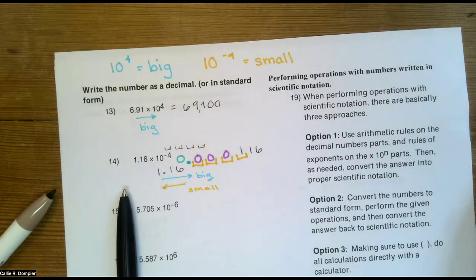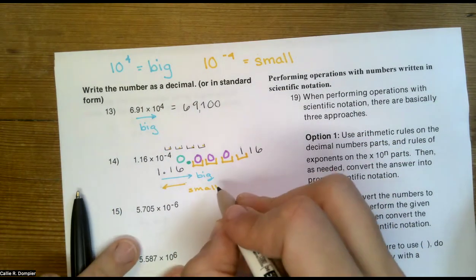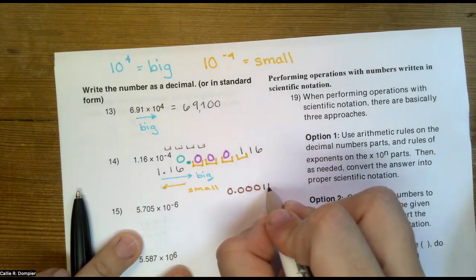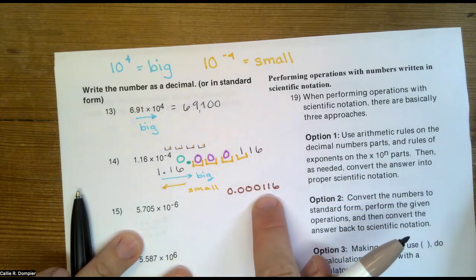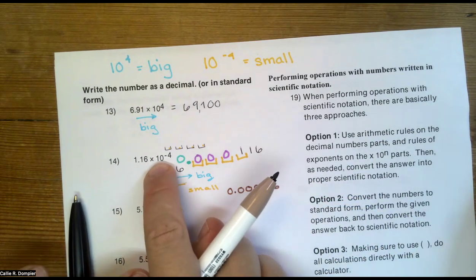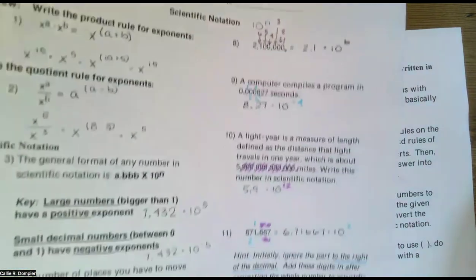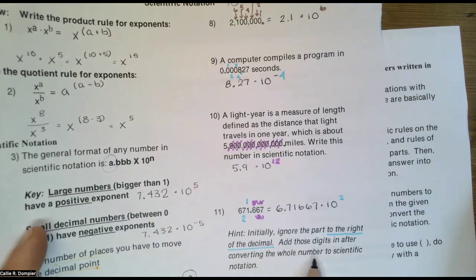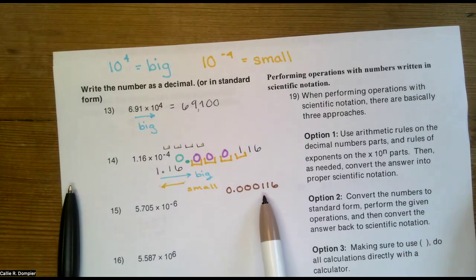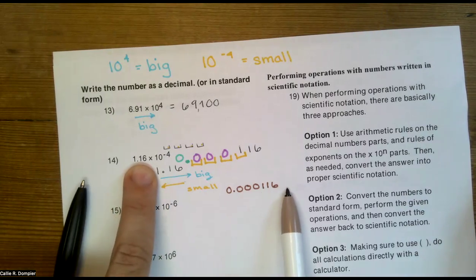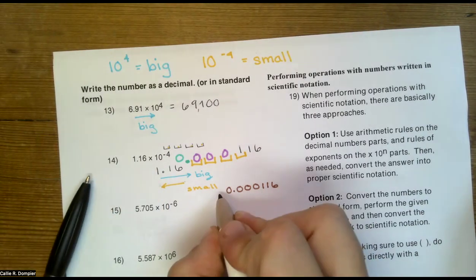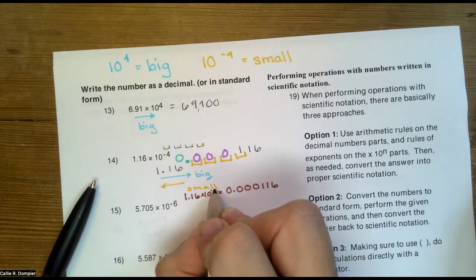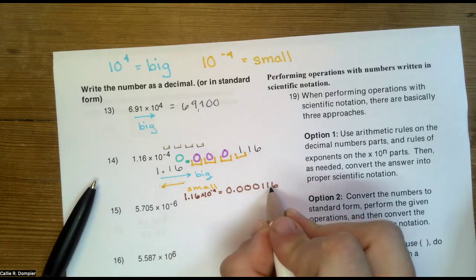Feel free to use your calculator to help, okay? So that becomes 0.000116. Don't leave any of that off, okay? Because we did say ignore to the right of the decimal, but then add those digits in after converting the whole number to scientific notation. So you can't fully ignore it. You add it on to the end, okay? So 1.16 times 10 to the negative fourth is 0.000116.